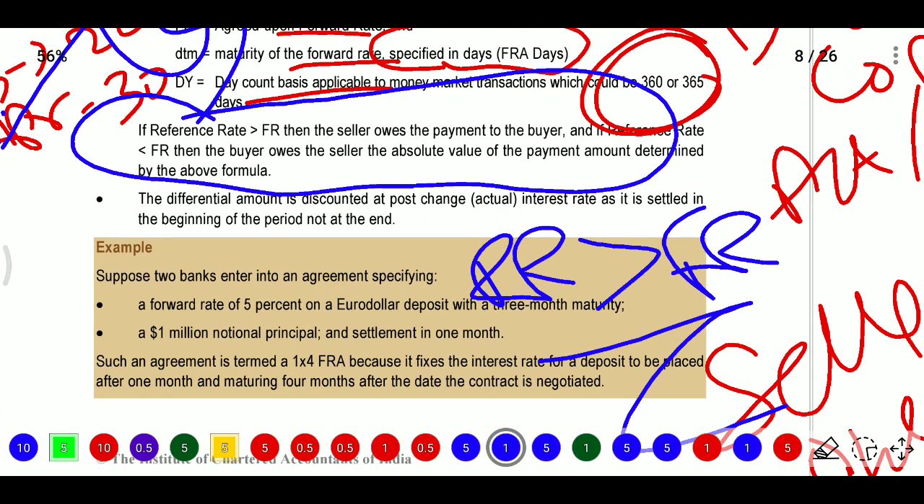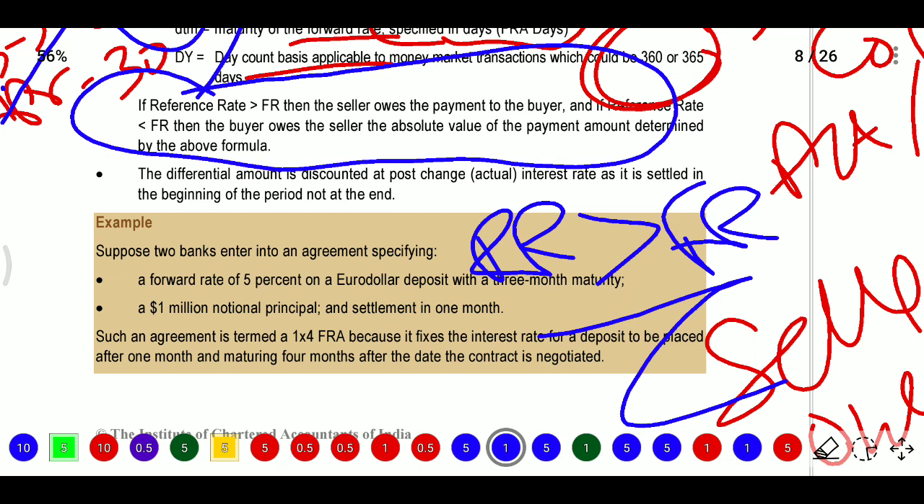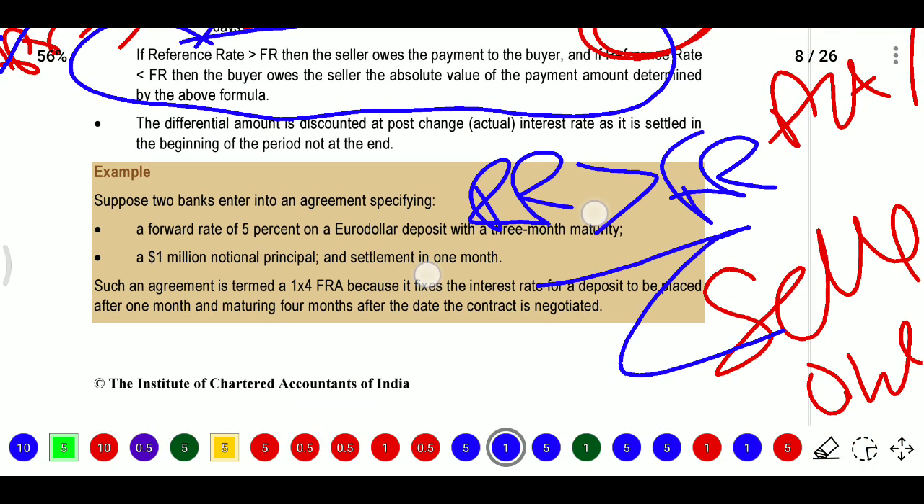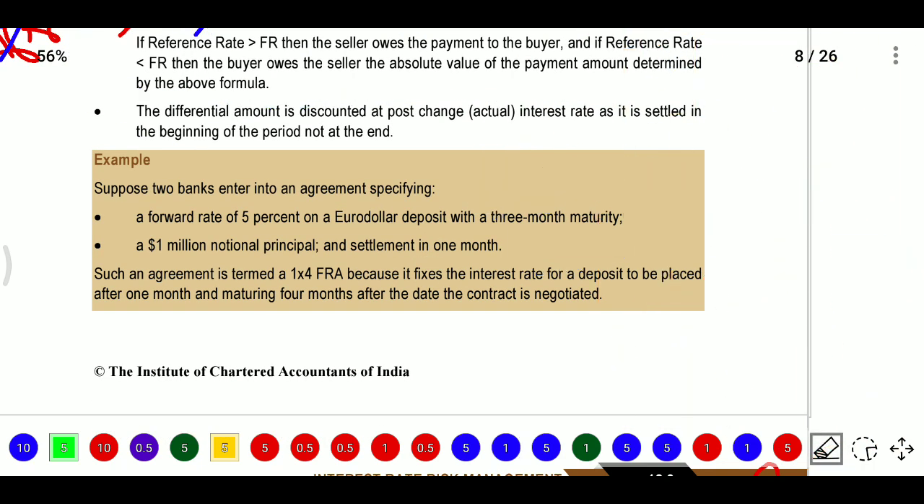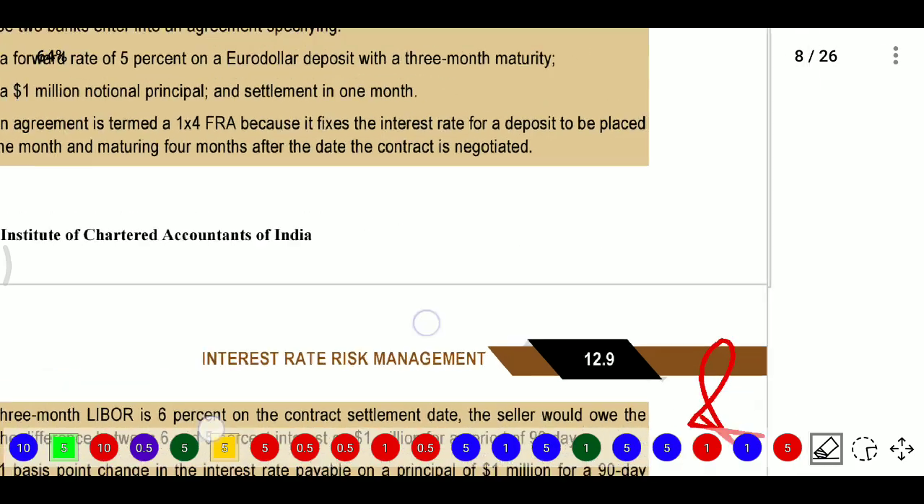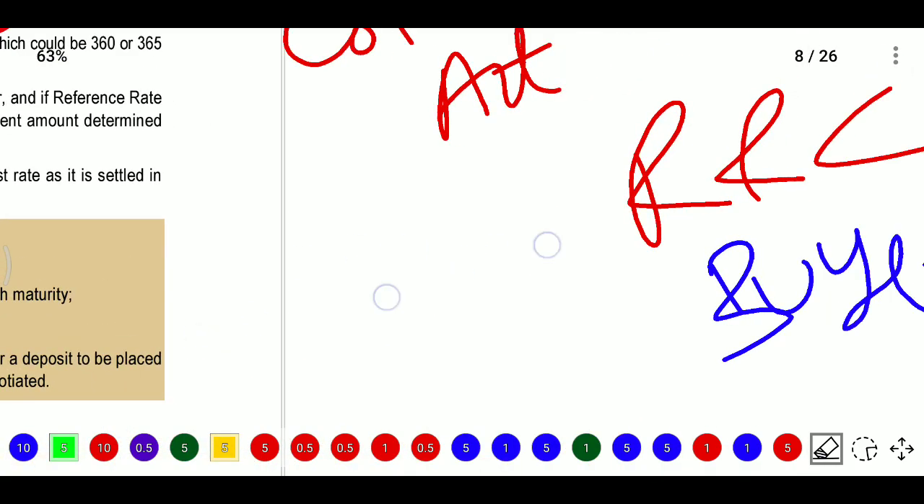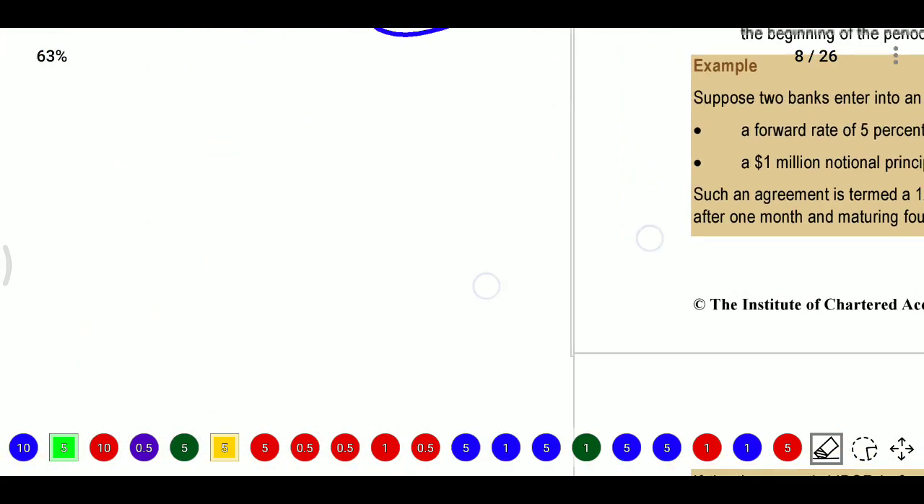Now the differential amount is discounted at the post changes, that is the actual interest rate. It is settled at the beginning of the period, not at the end of the period. For example, they are providing one example, so I will explain this example here.